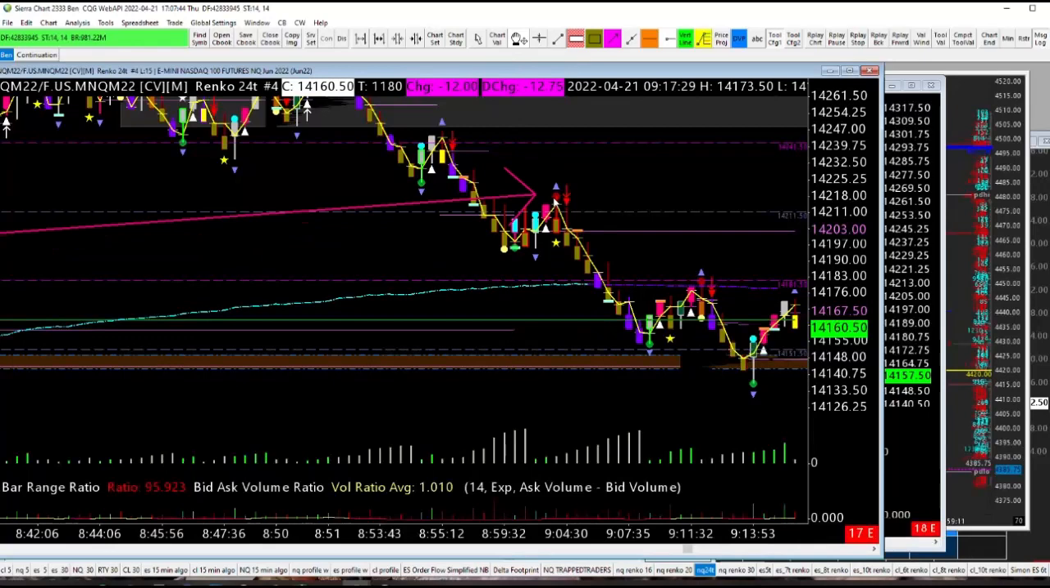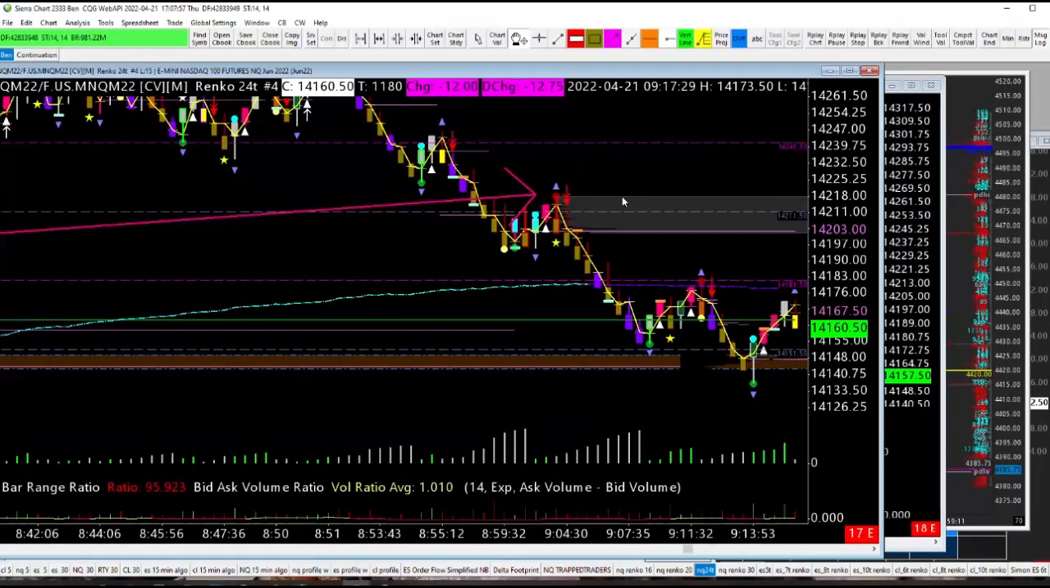And what's even more high odds is taking this range and selling the first test back into it. Let me just change this here. I don't think we get back up here. So let's just see if that happens. If we get back up there, it should reject.